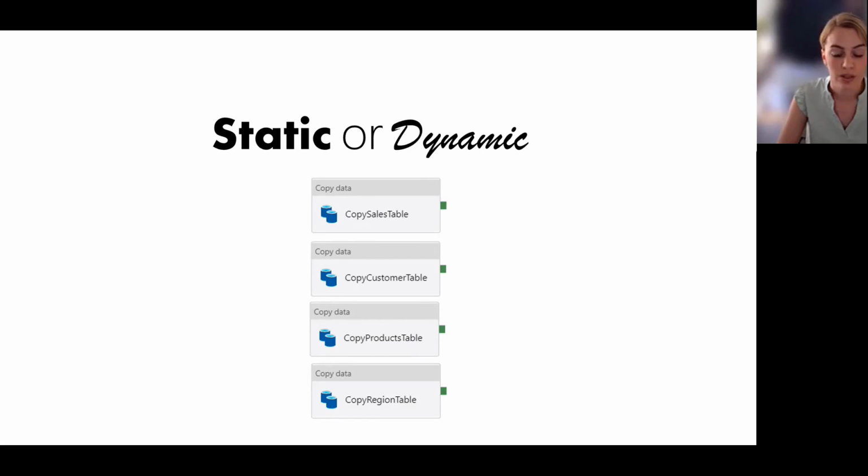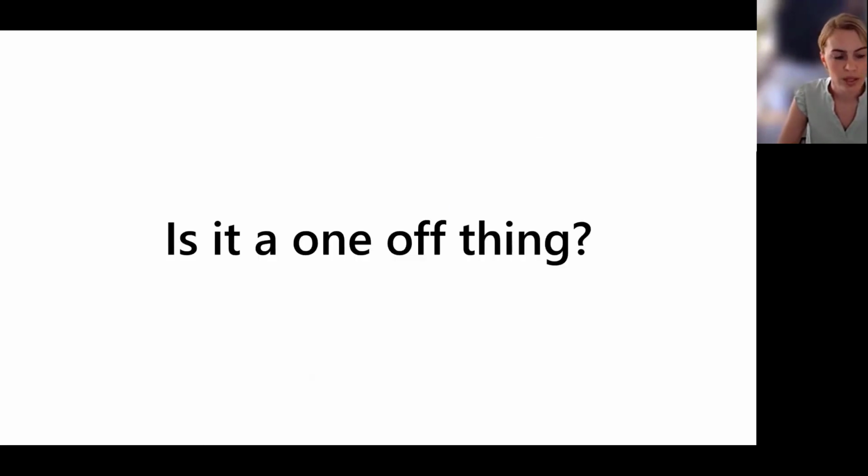A hard-coded static solution can therefore be useful for a small project when you need to get things up and running fast. Here are some questions to help you figure out which direction to go. Is it a one-off thing? Are the transports only going to happen one time? Not very common, but it happens. Or will this be a continuous solution that needs to be maintained?